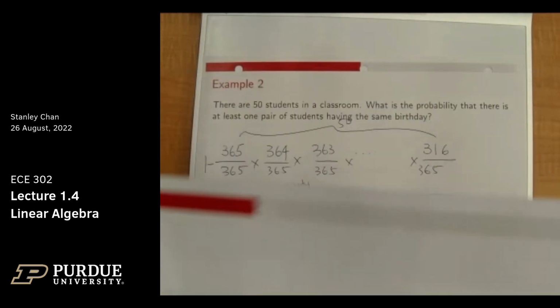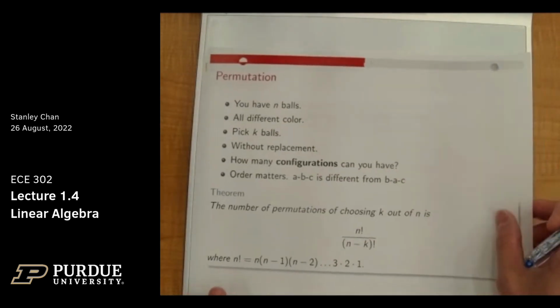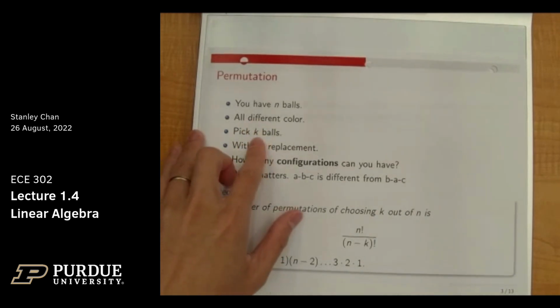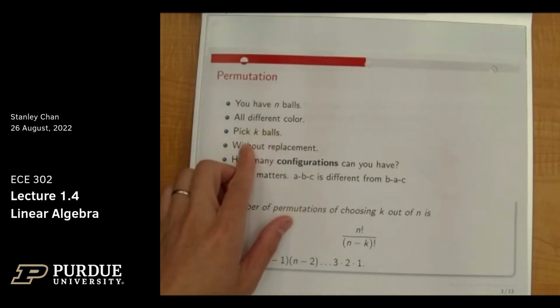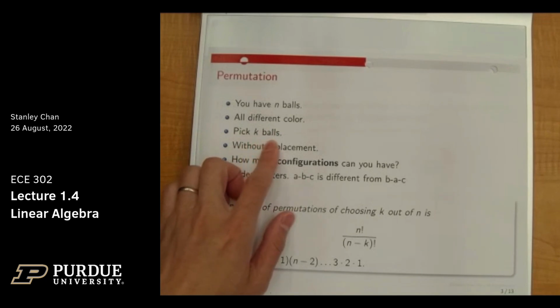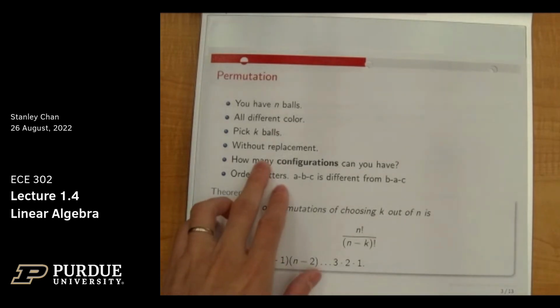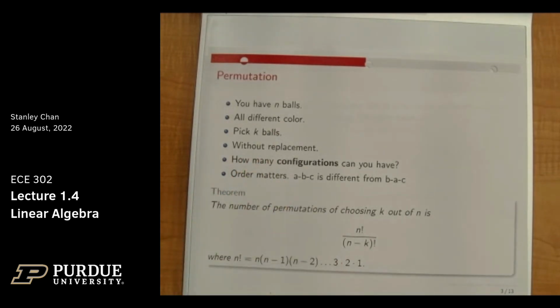So if you flip to page number 3, you can see this is the definition of permutation. So let's say you have n balls, and they're all having different colors. You want to pick k balls, k of those. You have n, and then you want to choose k without replacement, meaning that you take a ball out and then you never put it back. If you put it back, it's called with replacement. That's a different thing.